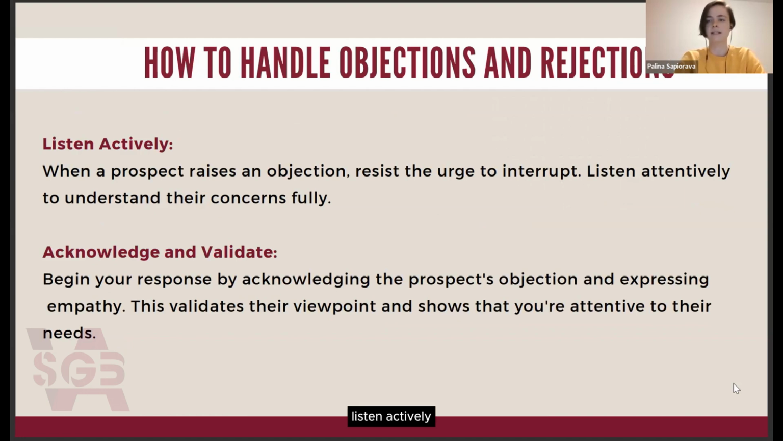So first of all, listen actively. Do not interrupt a person. You should listen and truly understand what their concerns are. Also, you should be polite. Of course, because it creates a positive attitude and makes you look more professional. Begin your response by acknowledging the prospect's objection and expressing empathy. You understand that that might become a problem, that might become a difficulty, but you validate their viewpoint, you pay attention to their needs, and you can actually provide a better solution despite their doubts.